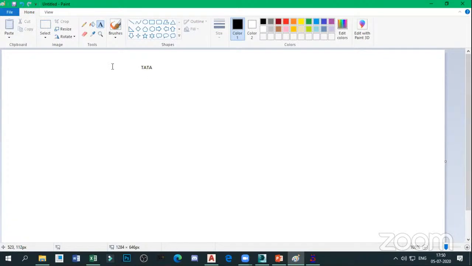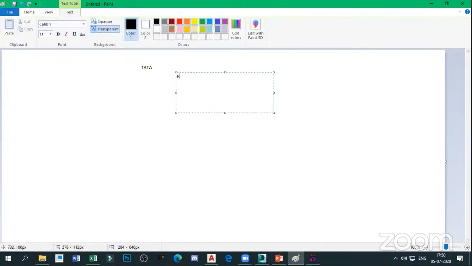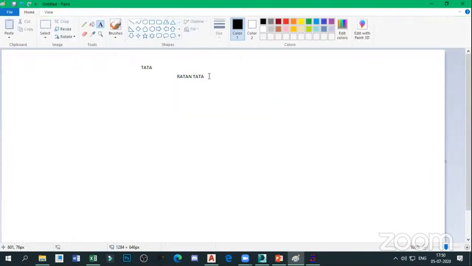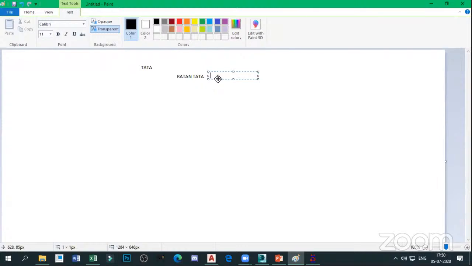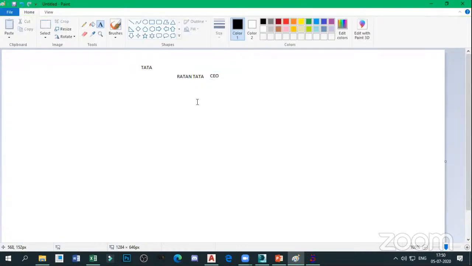Who is the CEO of that? Mr. Ratan Tata, right? He is the CEO of that company. He has the total power of that particular company.